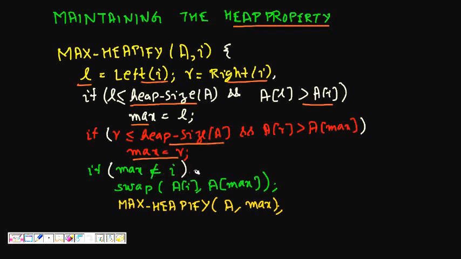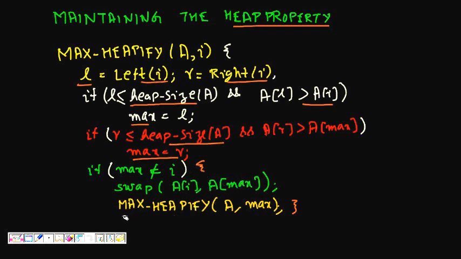If max is not equal to I, what do we do? We swap A[I] and A[max]. So we swap the parent value with the maximum value among the left and right children. And then what do we do? Now the max heap property is satisfied at node I, but there might be a problem at the swapped node, because of swapping, the smaller value has come to that node.